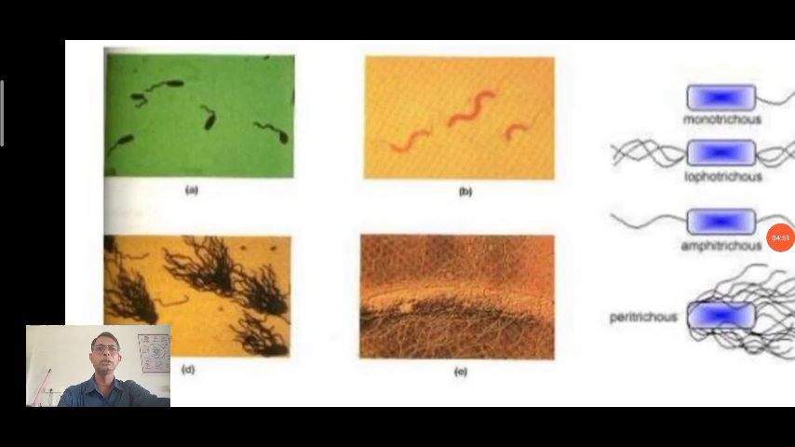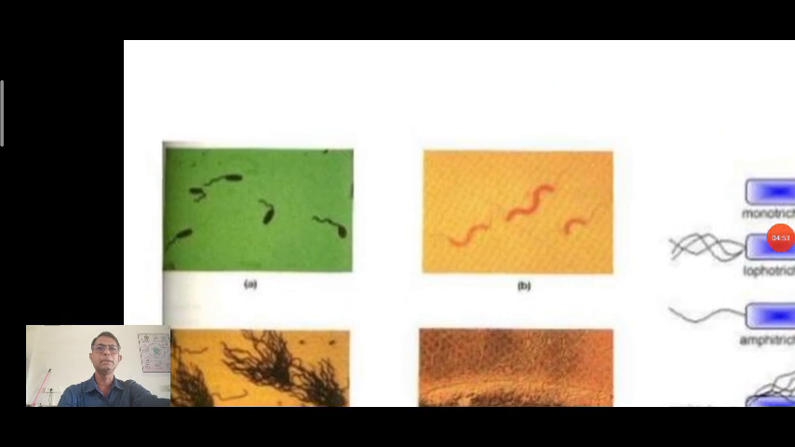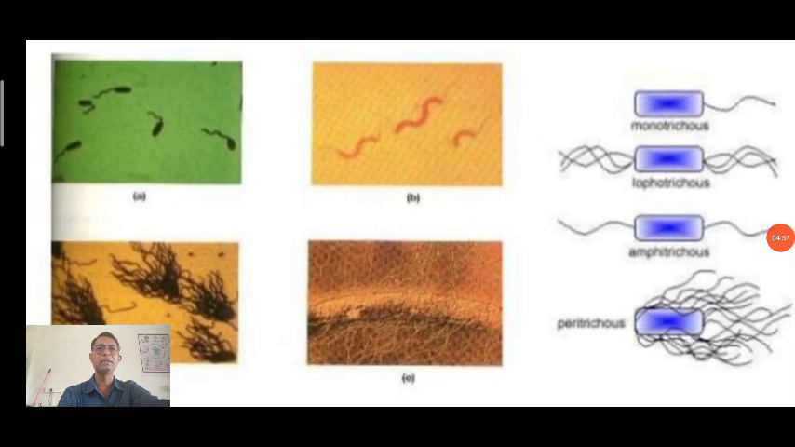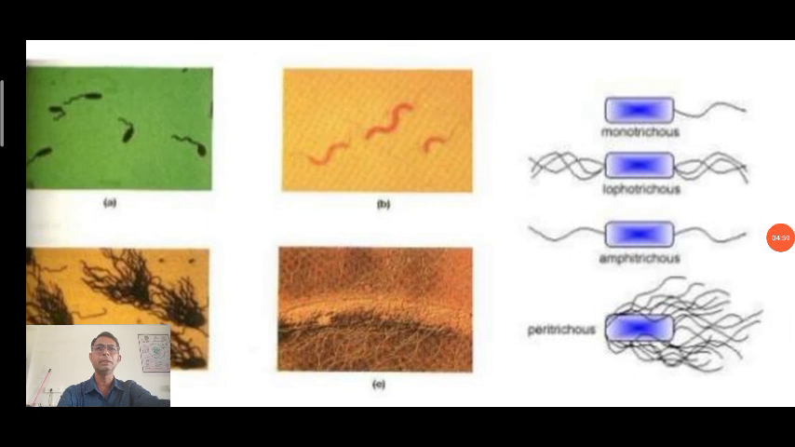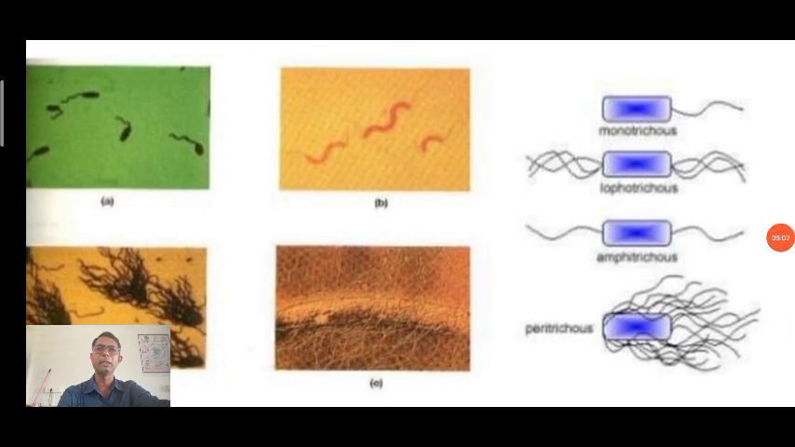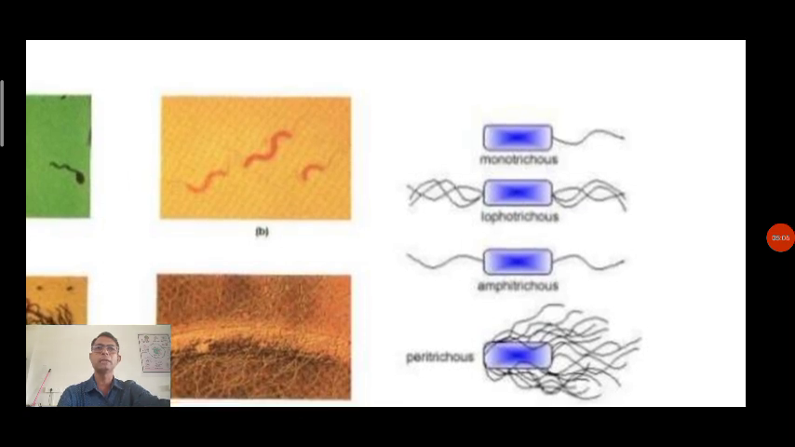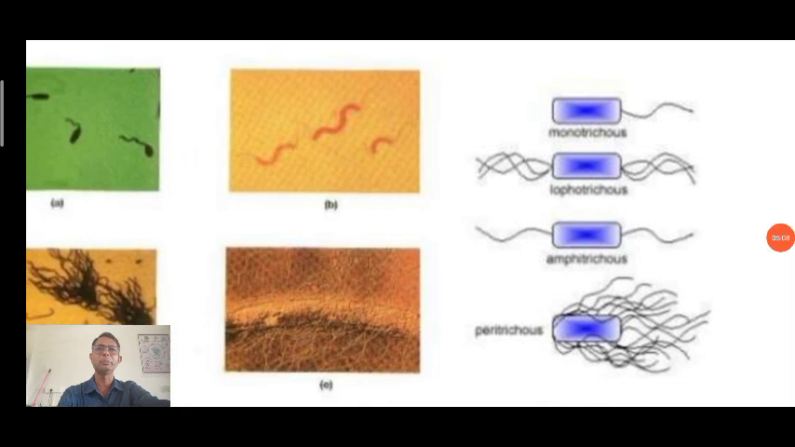Depending on this, here in this particular diagram, in A, you can observe a single flagellum that is very thick, and it is known as monotrichous. So monotrichous flagella are present in some of the bacteria.